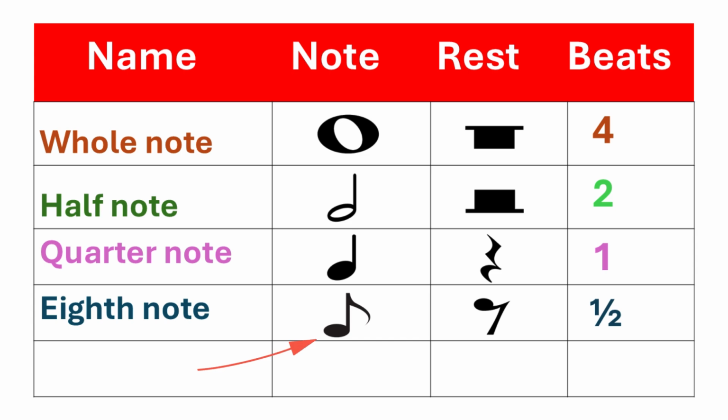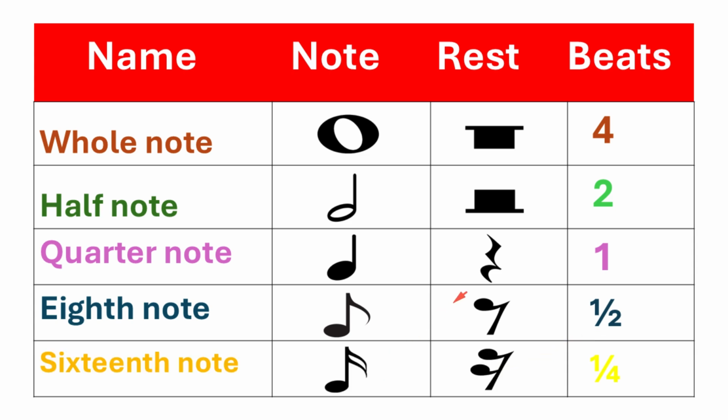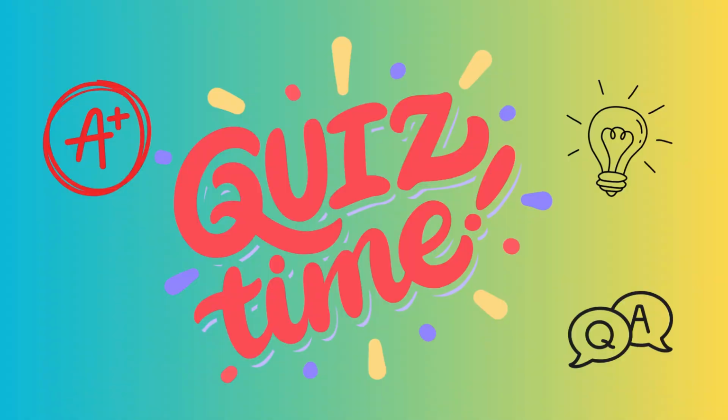Following, there is the 8th note and the 8th rest. This note gets a half of a beat of sound, and its rest gets the same duration of silence. Lastly, we have here the 16th note with its rest, each lasting for a quarter of a beat. Now, let's have some fun. Do the quiz. Check your answers in the comment and calculate your grade.